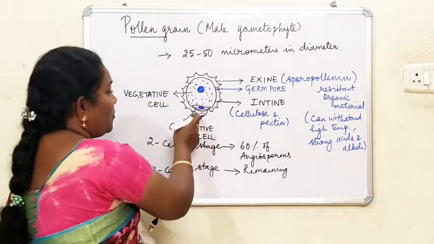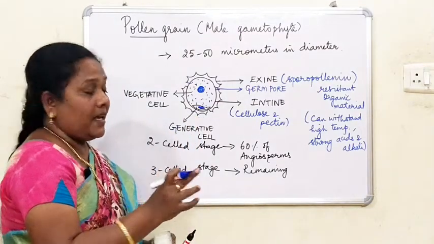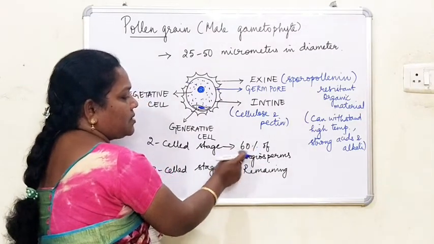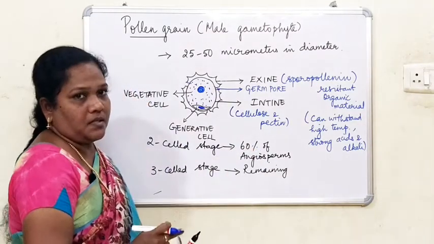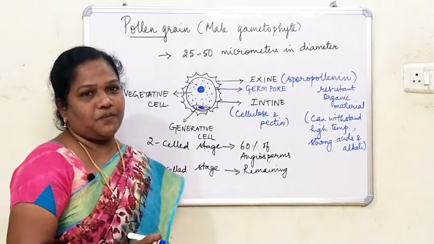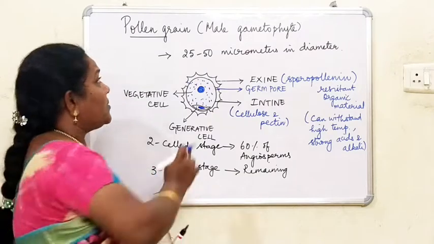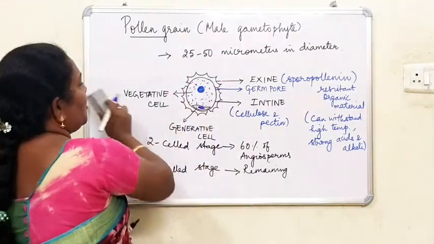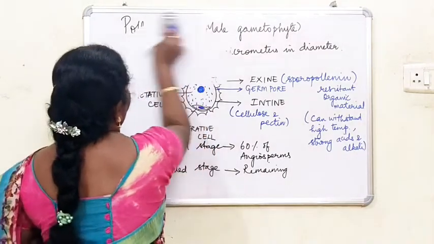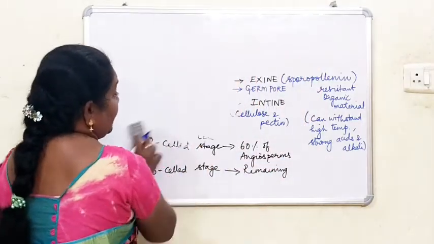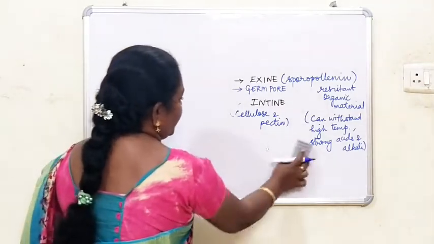So when the pollen grains are shed as 3-cell stage, it is in the remaining of the other species, right? Here in 60% of the angiosperms, it is shed as 2-cell stage. So in remaining species, it is shed as 3-celled stage. Okay, so that is why this pollen grain is referred to as the male gametophyte. Then when you talk about the importance of the male gametophyte, that is the pollen grain.